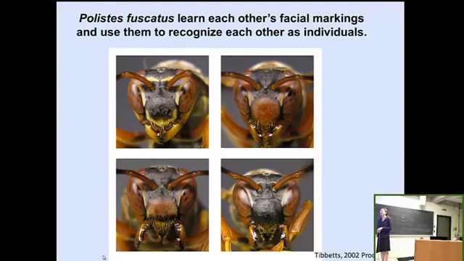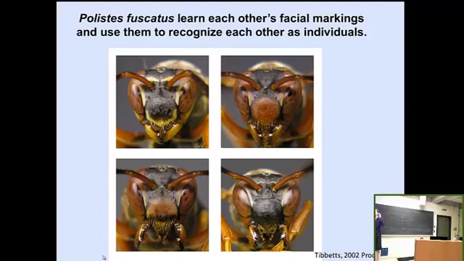Polistes fuscatus learn each other's facial markings and use them to recognize each other as individuals. Basically, when they fight, they learn each other's faces. They say, oh, you're Sally. And the next time they meet Sally, they don't fight with Sally anymore because they remembered her from their previous interaction. So this system is entirely different.